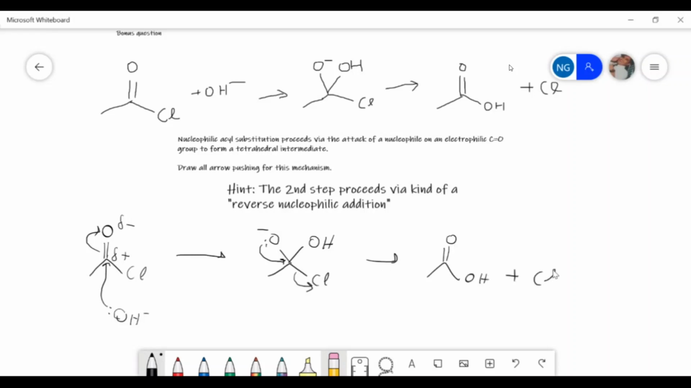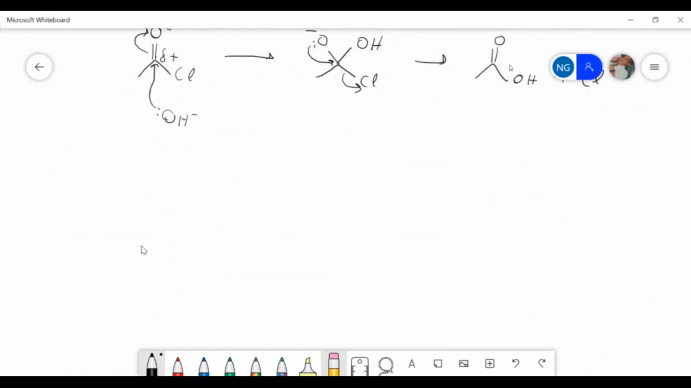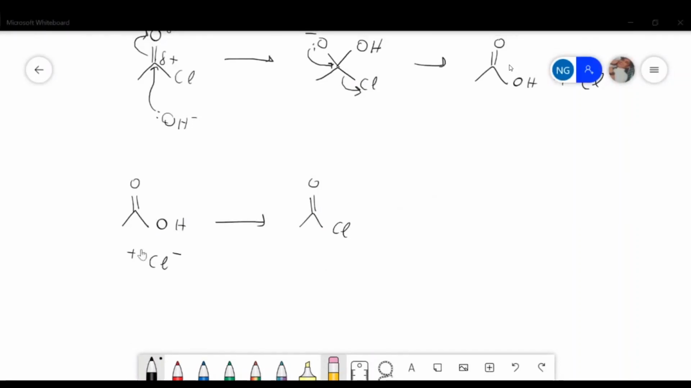Now here's a thinking point for you guys. Given that we have been talking about mechanisms for so long, let's switch things up a bit. If I wanted the reverse to happen, let's say I started off with OH and I put a Cl minus here. Could you form an acid? Could you form an acyl chloride like this? What do you guys think?